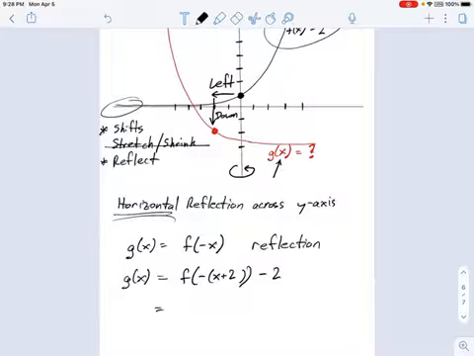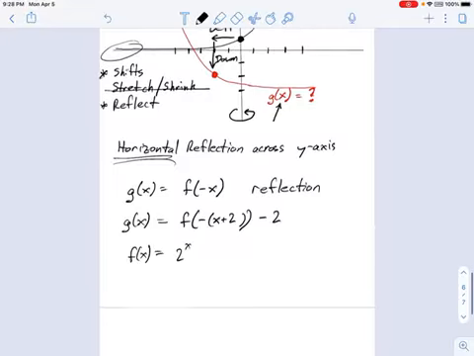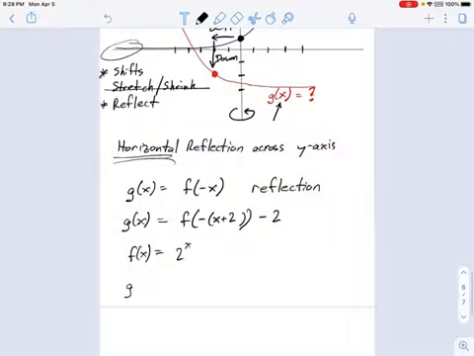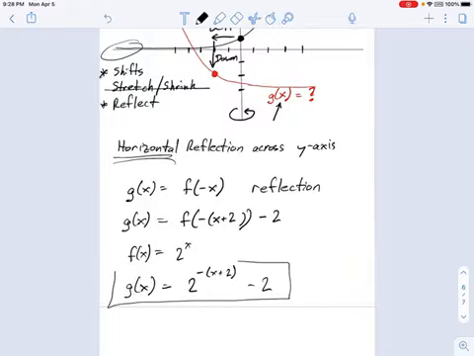If you remember that f of x equals 2 to the x, then what we have here is f of something that's obviously not x. We're going to write it this way: 2 to the something that's not x. It's negative x plus 2, that thing in the parentheses, and then minus 2. That is our transformed function equation.